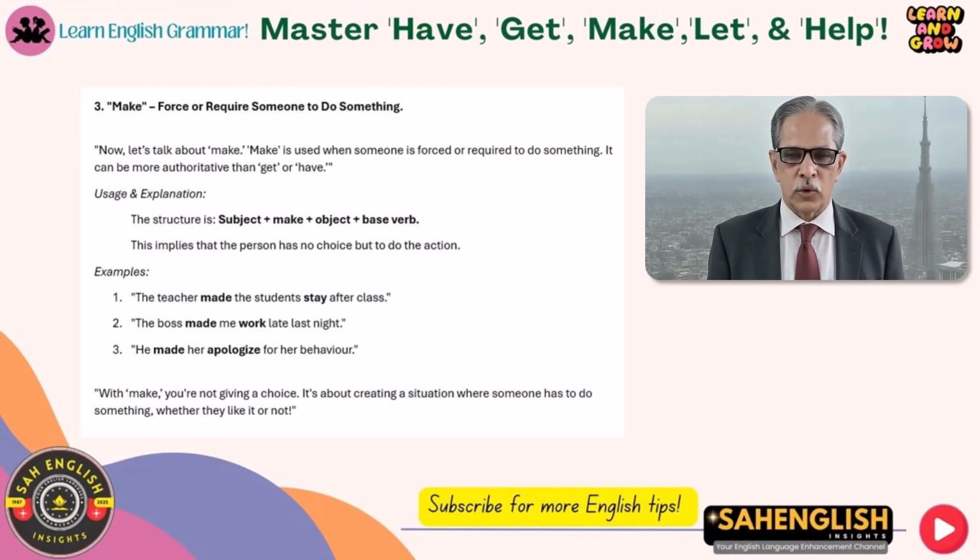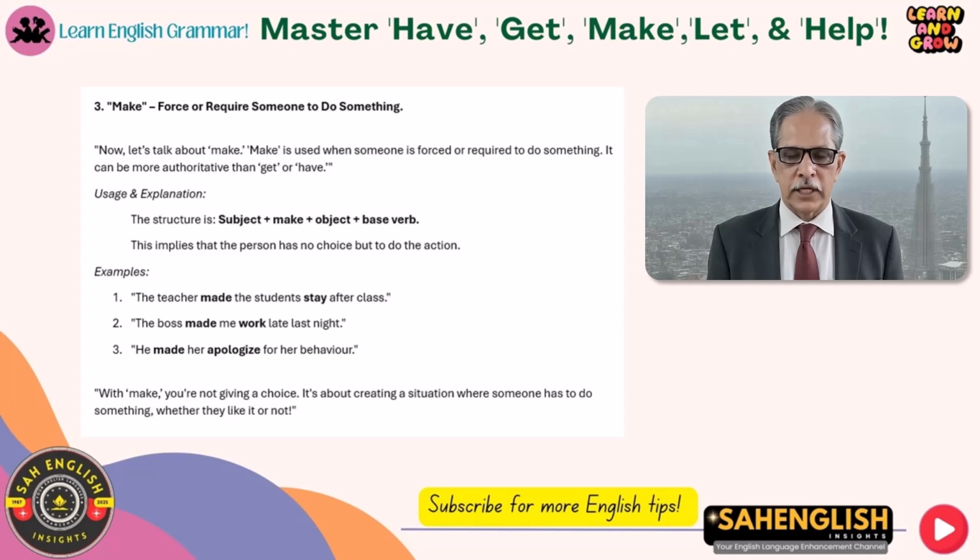3. Make. Force or require someone to do something. Now, let's talk about make. Make is used when someone is forced or required to do something. It can be more authoritative than get or have. Usage and explanation. The structure is subject plus make plus object plus base verb. This implies that the person has no choice but to do the action.